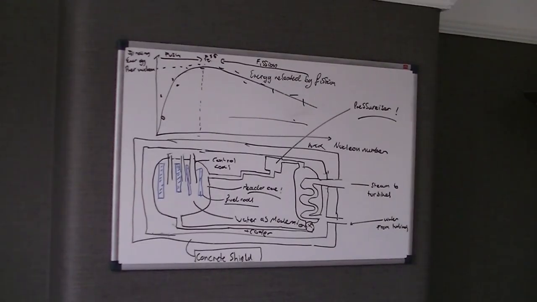Basically, enrichment is about introducing more uranium-235, approximately 2.5% of it, into the reactor core, which is obviously where the control rods and the fuel rods are. If we do that, we cause more chain reactions within the reactor core because there are more uranium atoms to be reacted.